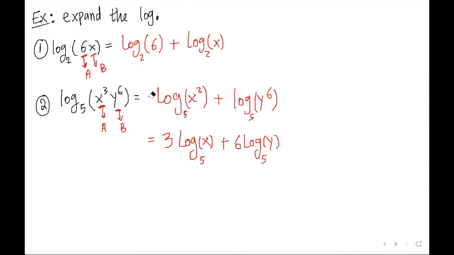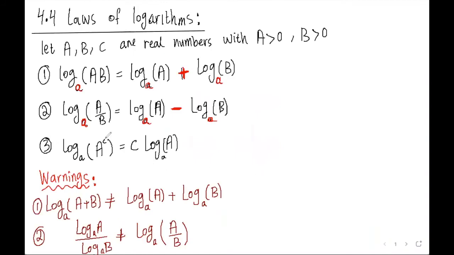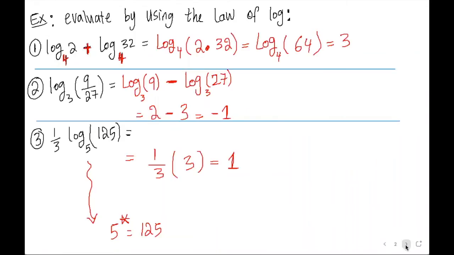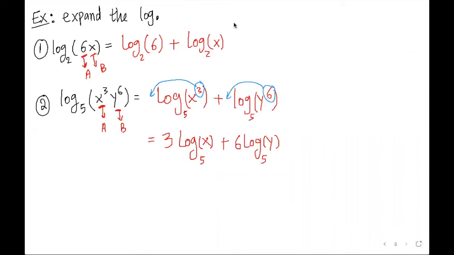Any question for the 1 and 2? Here I use the property number 3 and I use number 1. The property 3 says this power goes down, and this power here goes down. See? C goes down here, equal C times logarithm of A to the same base. Any question?